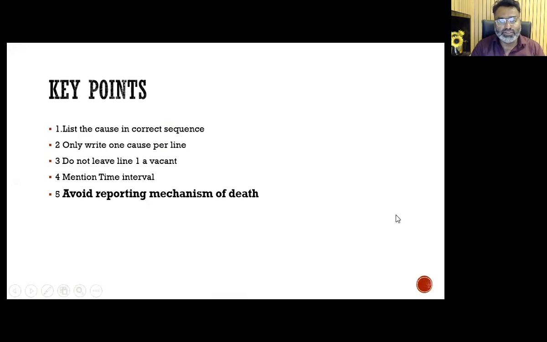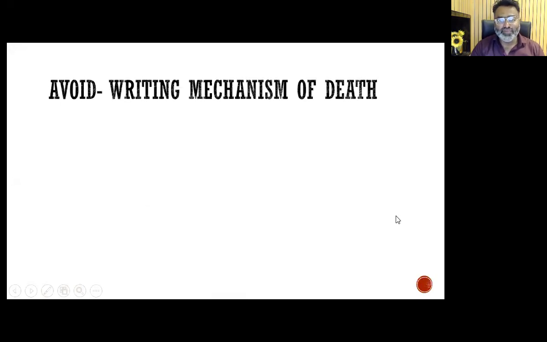Avoid reporting mechanism of death. Now this is very important. What is mechanism of death? Say for example, in the previous slide I showed you cause of death as cardiorespiratory arrest. Now everywhere we write cardiorespiratory arrest as the immediate cause. If all the data goes to the medical coder, and in all the deaths he finds that the only reason is cardiorespiratory arrest, then, cardiorespiratory arrest occurs almost invariably in all deaths. But is that the cause of death? It is not a cause of death, it is a mechanism of death.